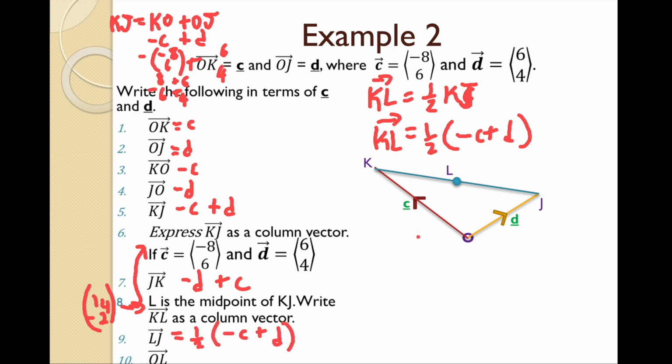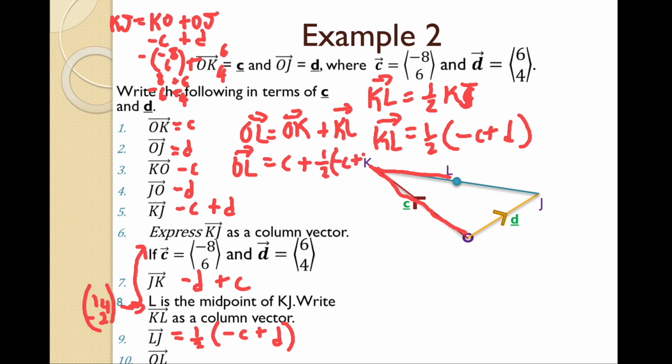So now O to L. How do we work out O to L? First, we go from O to K plus K to L. Now remember, we could also go the other way, from O to J, then J to L, but we're going to go from O to K, then K to L. So that would give us what we have here. What is OK? OK is C, and we're going to add that to KL. Now what is KL? KL is half of minus C plus D. So C plus half of minus C plus D.